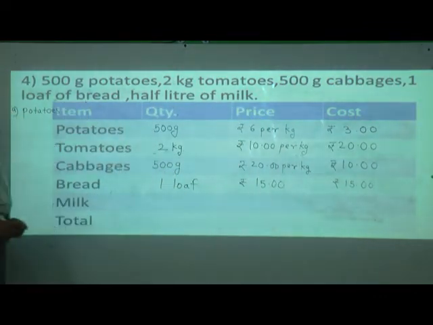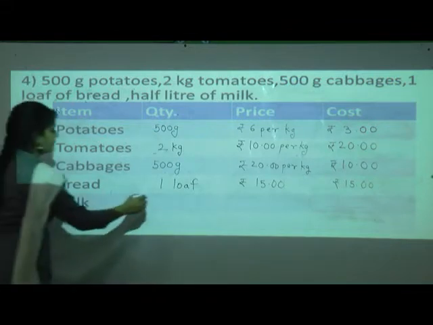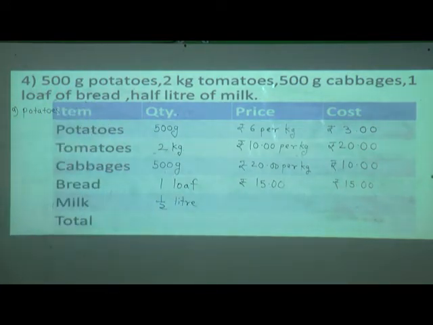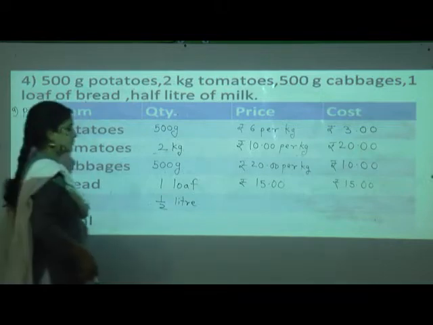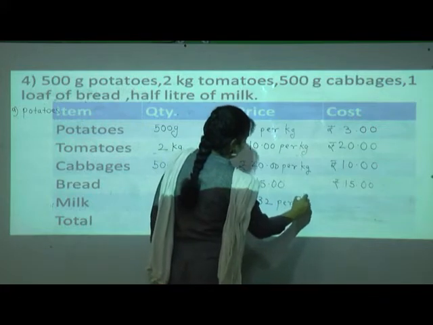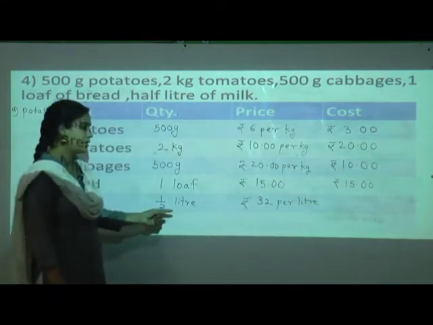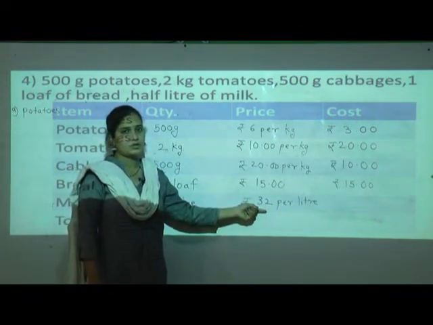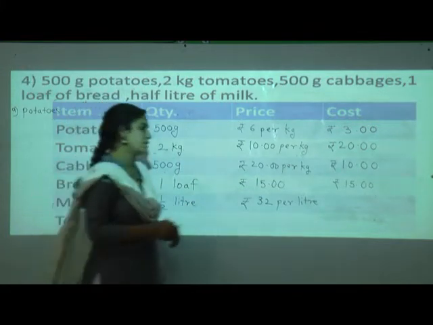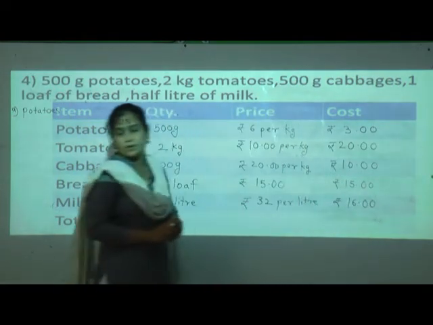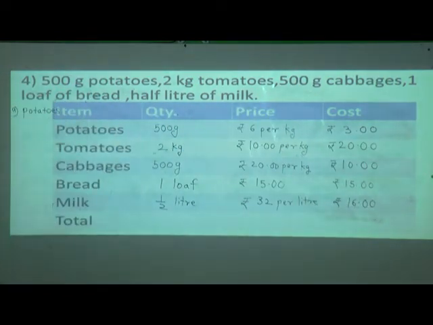Now milk. See students, milk half liter. And the rate of milk is rupees 32 per liter. So here half liter, that means we can write a half of this 32. So half of 32 means rupees 16. Okay.